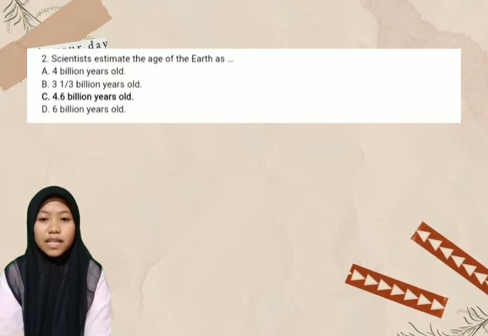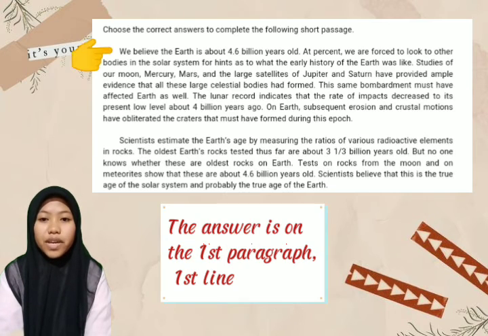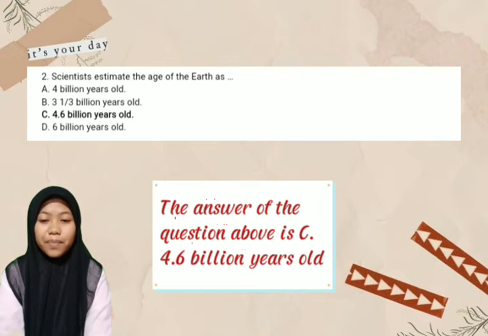The second question is: scientists estimate the age of the Earth as... We can find the answer in paragraph 1, first line. So the answer is C, 4.6 billion years old.